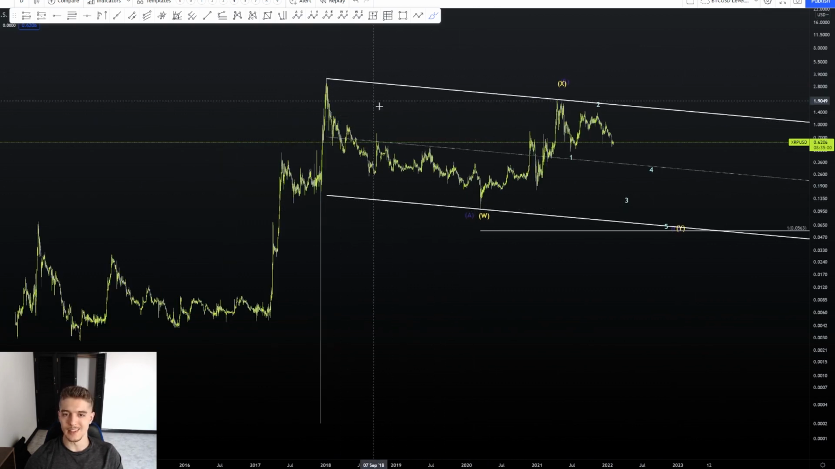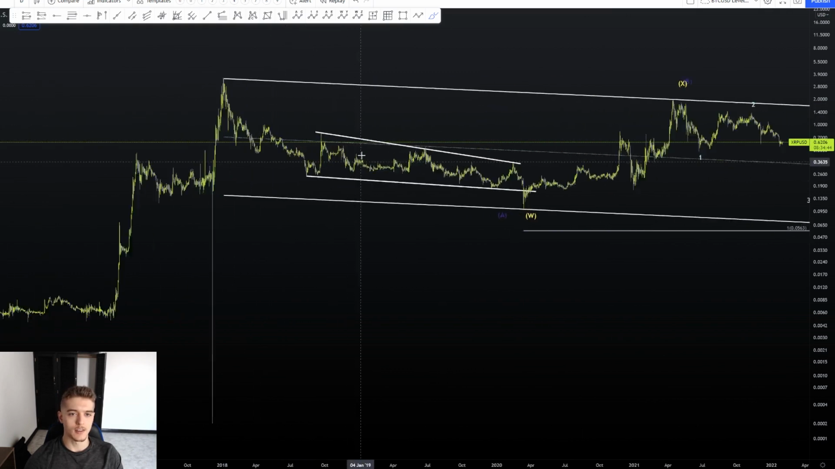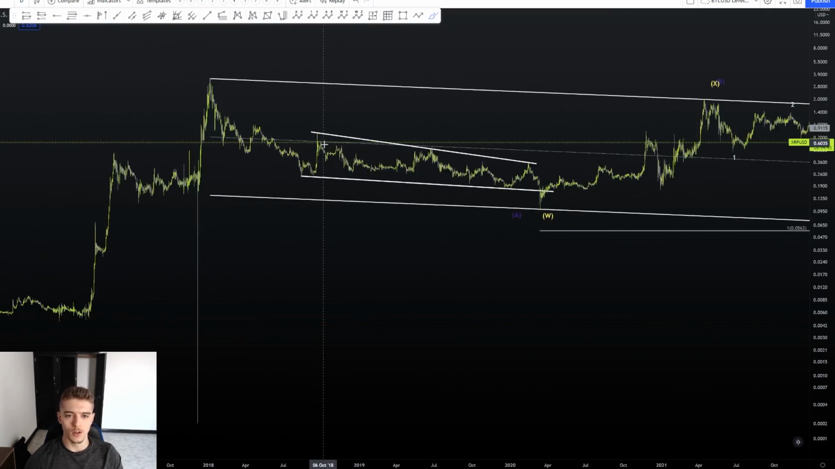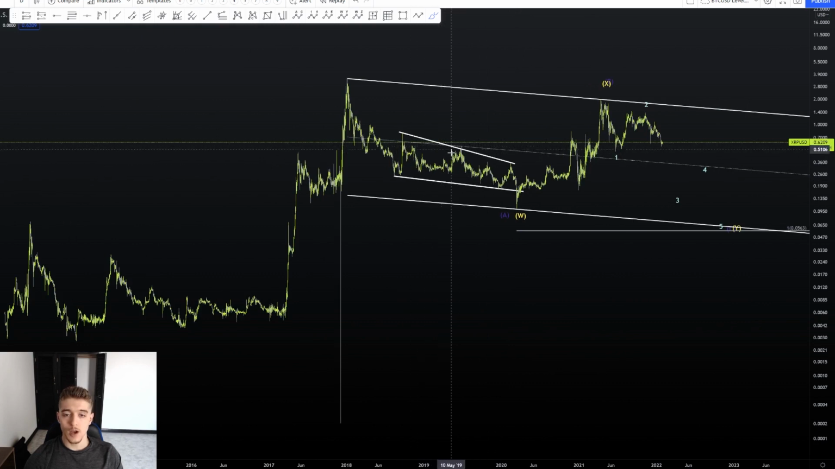In the case that this is a zigzag, I have to mention I don't like the zigzag count because you can't really get a nice 5-wave move out of this wave A. You'd have to say that this is all a leading diagonal, which I don't like the look of, because you'd have to say this is a wave 1, this is a wave 2, this is all some sort of wave 3 down here, some sort of complex correction.